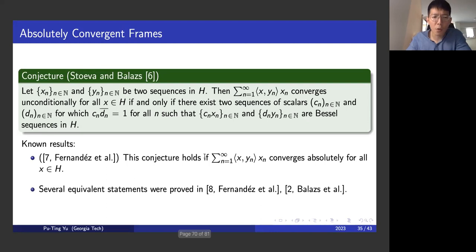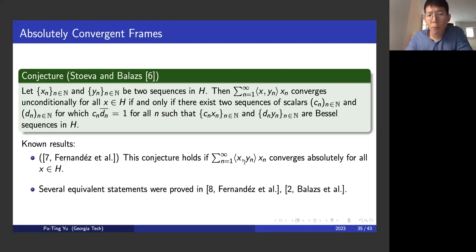This conjecture and several equivalent statements were proved by Fernandez and two other people, and Balazs and three other people. Okay, so let me focus on the first result regarding the Stoeva-Balazs conjecture proved by Fernandez. This result says that the conjecture holds if the sum of x_n multiplied by the inner product of x and y_n converges absolutely for all x in H.